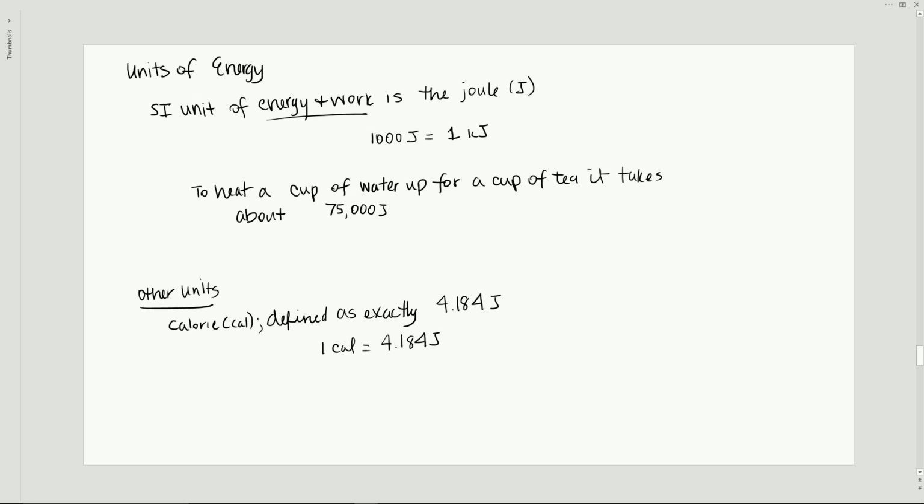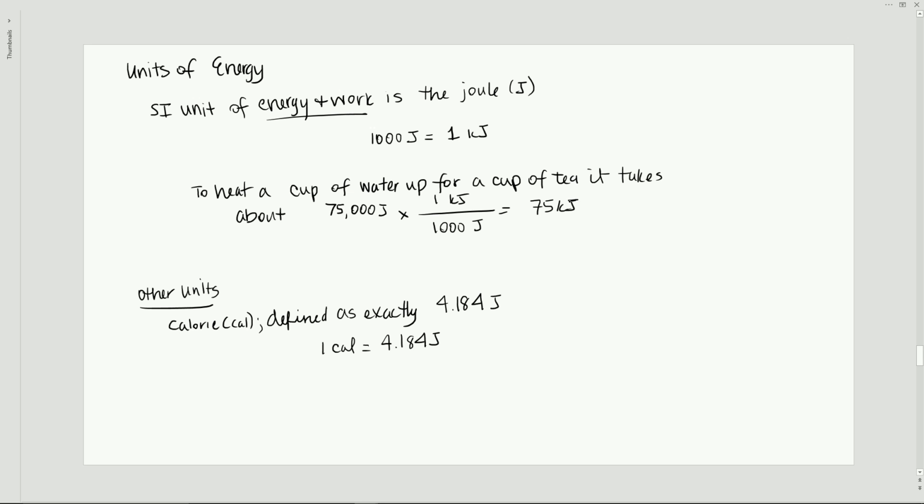Okay. One example, just to show you that the joule is quite small, is that if you are going to heat a cup of water to make tea, it takes about 75,000 joules of energy. So let's convert it to kilojoules. There's 1,000 joules, so that's going to be in your denominator for every 1 kilojoule. That means it would take approximately 75 kilojoules of energy to heat water up in order to make a cup of tea.